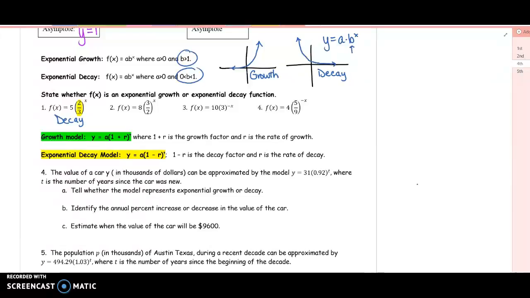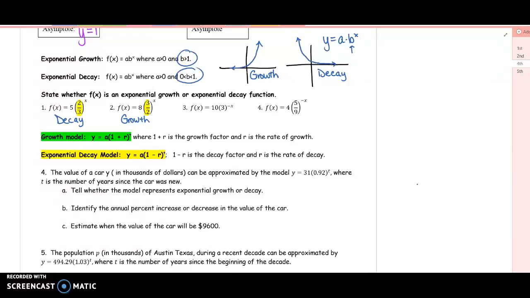In the next one, it says 3/2. That b value is 3/2. Is 3/2 less than a whole or more than a whole? Which means this is exponential growth. Number 3 and number 4 are tricky. Number 3 appears to be growth.